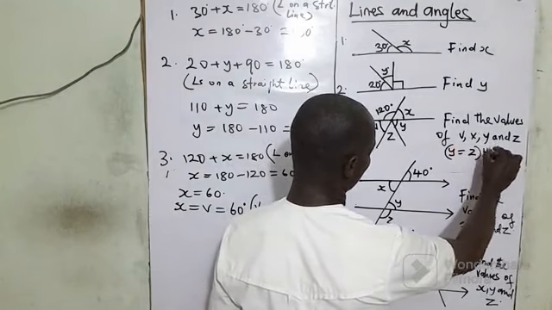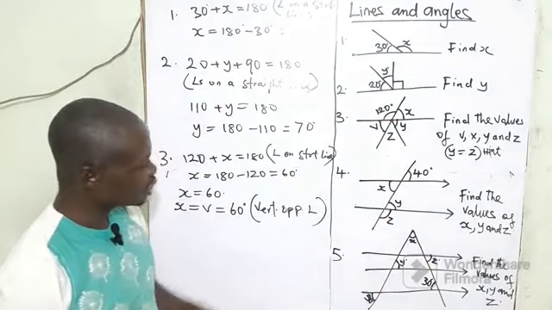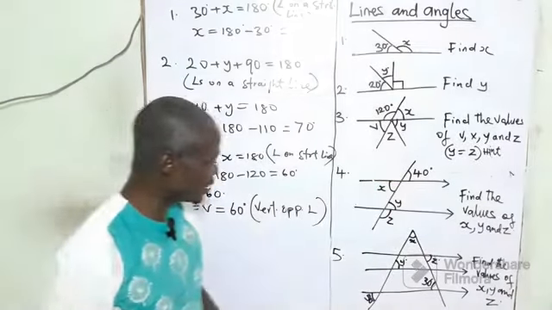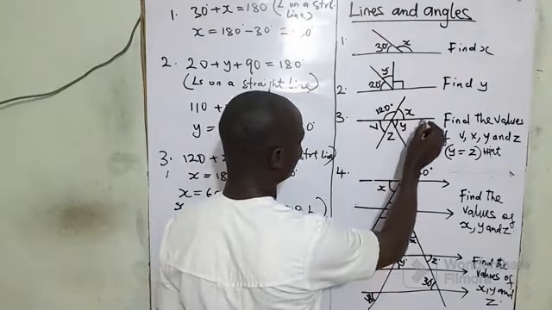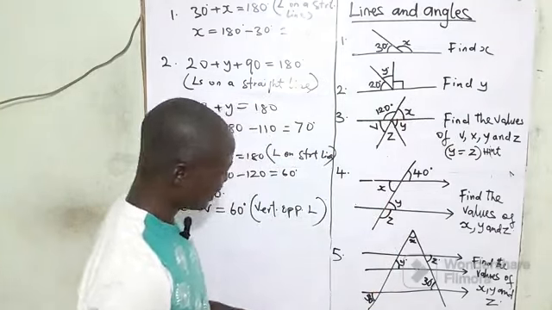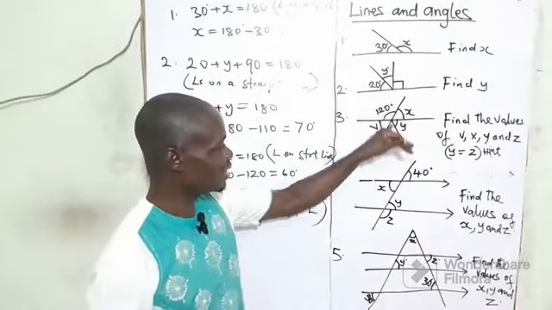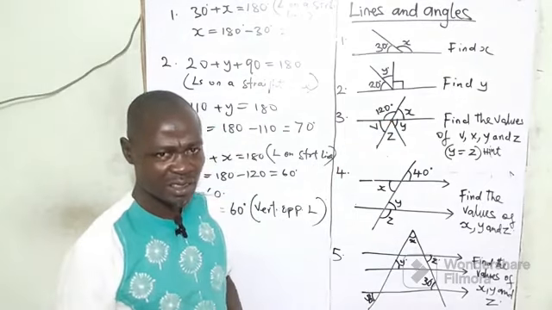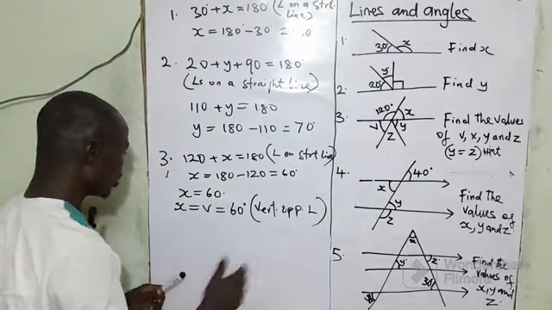The hint is that y is equal to z. So how then do we solve that? Looking at that, we can see that this is a straight line, and this is another straight line. That means that y plus z is equal to 120 degrees, because they are what? Vertically opposite angles. So let us start from there.